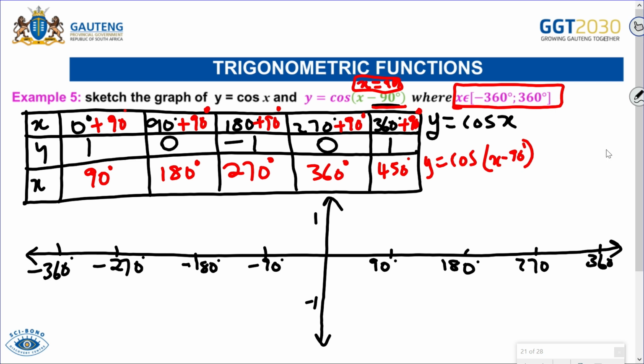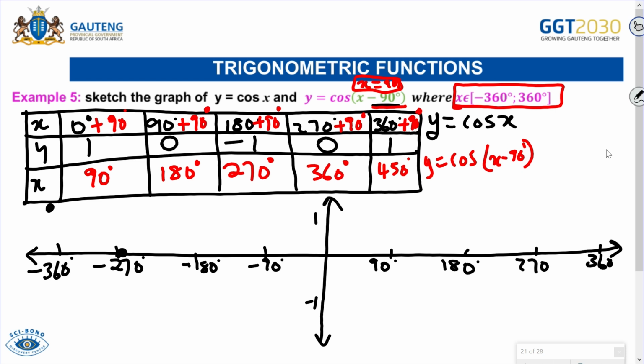Okay. So let's start with the mother graph, right? So with the mother graph at negative 360, you'll say cos x into negative 360, you'll get 1. It starts at 1, right? That's your mother graph. And then at negative 270, it is going to be 0.